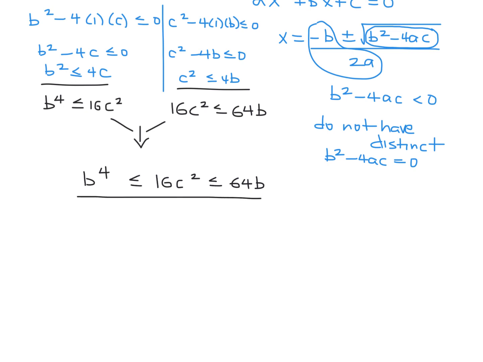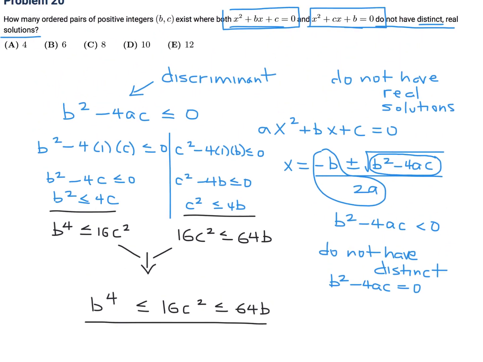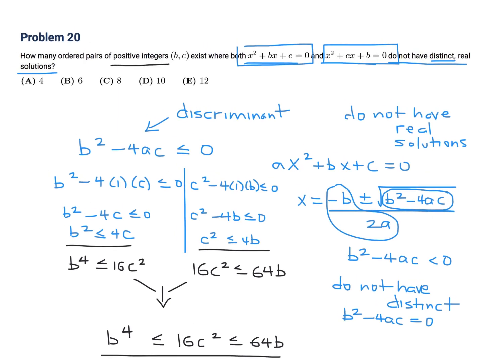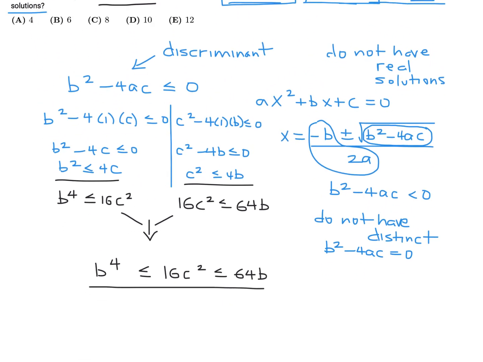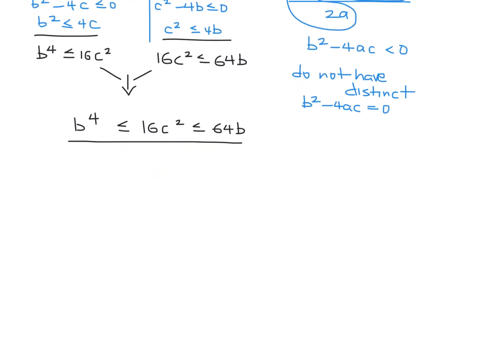And then now we just have to substitute values because we're told that they're positive integers. So we can just substitute in positive integers and see what we get. It shouldn't be that difficult. Let's start with b, and the smallest positive integer is 1. We try b equals 1. We get 1 is less than or equal to 16c squared is less than or equal to 64. And this gives us solutions for c of c equals 1 or 2.